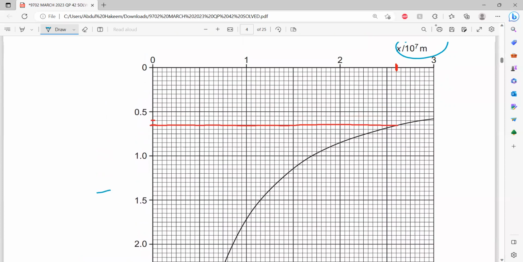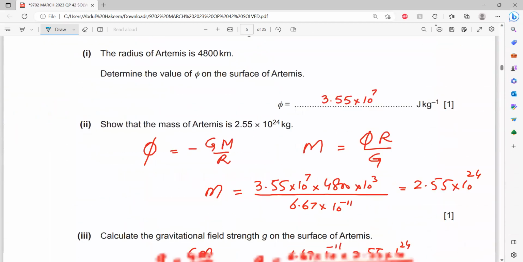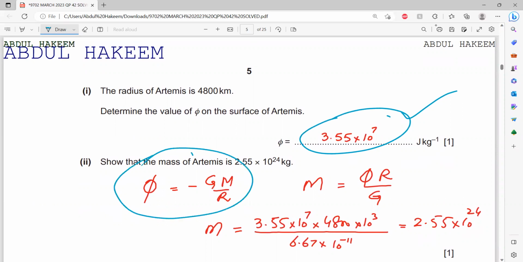So look, the surface of Artemis, this is the value, this one. Its value is 3.55 times 10 to the power 7 joules per kg. You can read it from the graph. Next, show that the mass of Artemis is 2.55 times 10 to the power 25. First, write the formula, and then M is equal to phi R over G. You can ignore this negative sign.